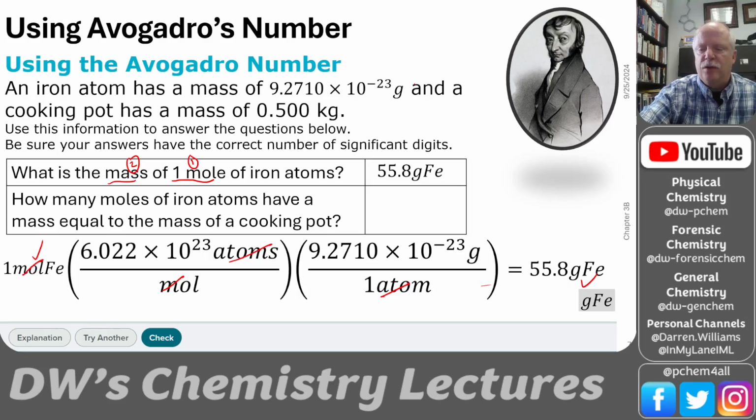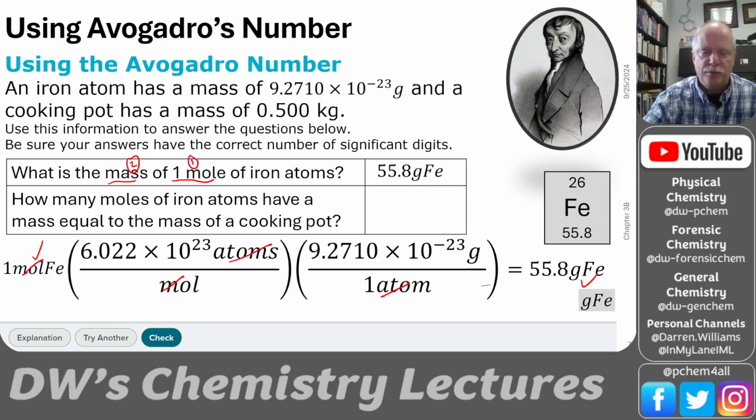Now if you were to look at the periodic table, this also matches the periodic table: 55.8 grams per 1 mole of iron atoms. So that's the entry on the periodic table.